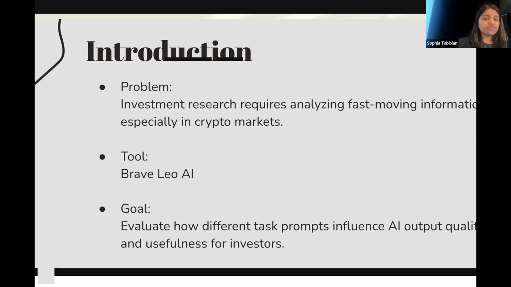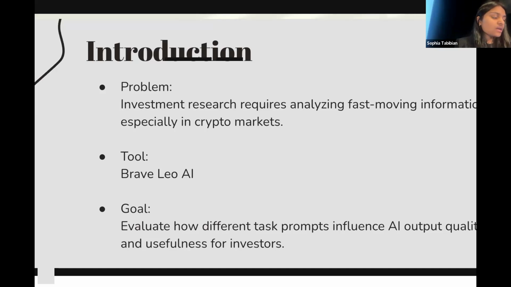First of all, investment research requires analyzing really fast-moving information and a large amount of information in the market. The market is always changing and there's a lot of information flow. So it involves understanding context, identifying risks and interpreting a lot of market drivers. Crypto has even more data, so it makes it even more fast-paced. Brave Leo AI is basically marketed as a research assistant capable of helping analyze and summarize content. So I want to check if it actually performs well in investor-style tasks.